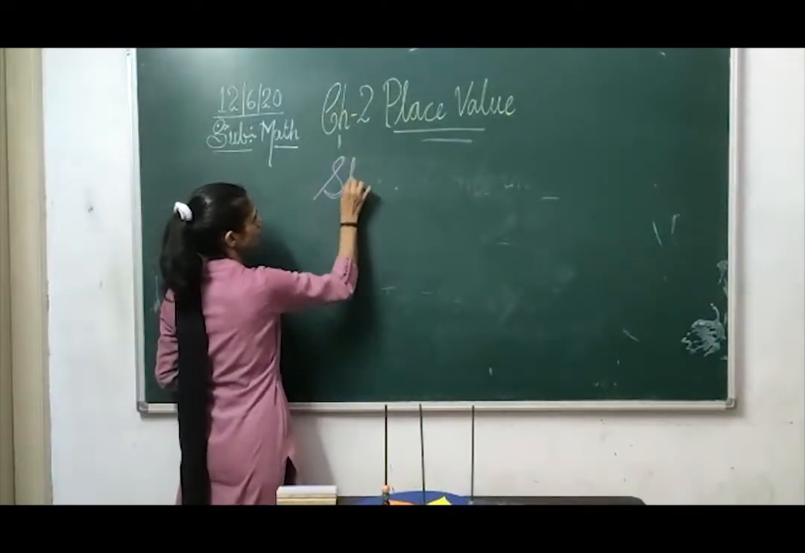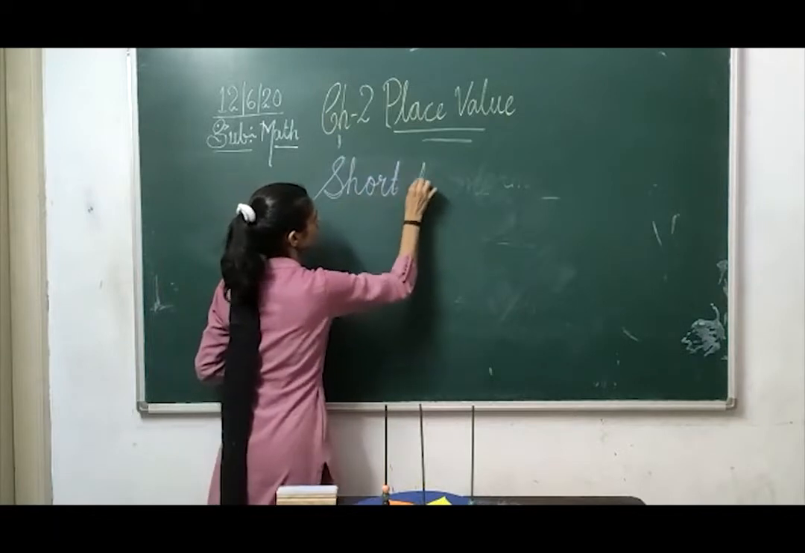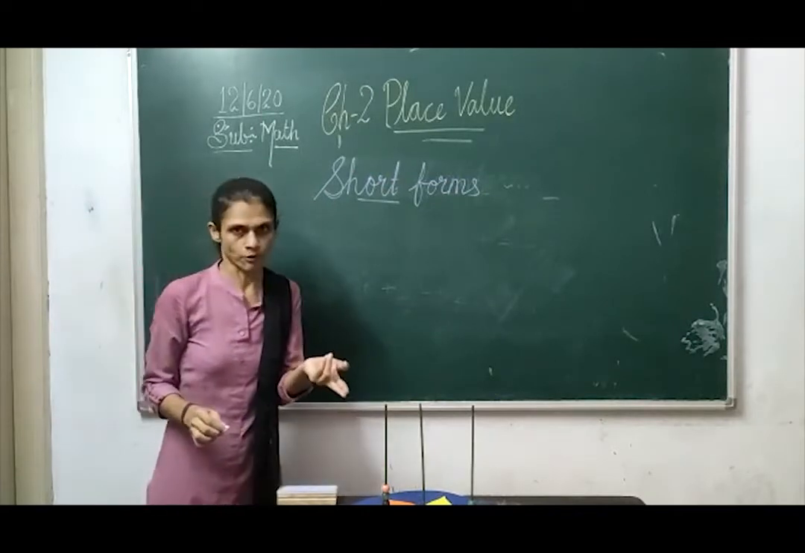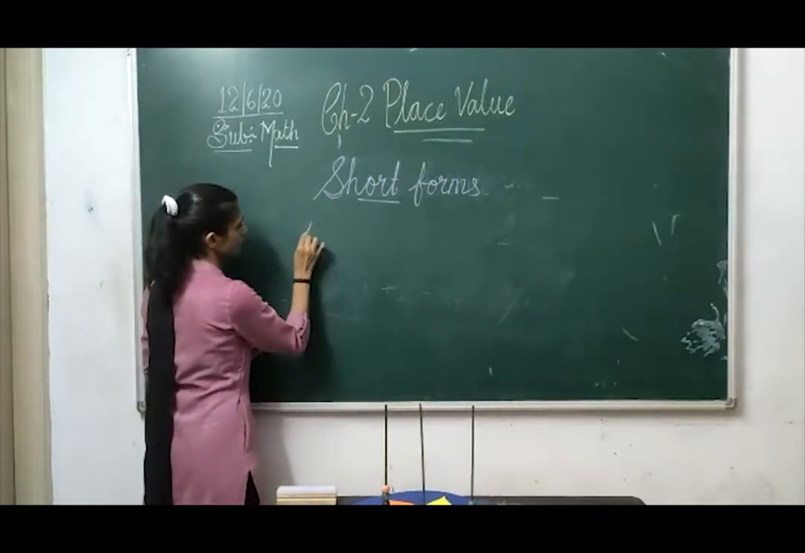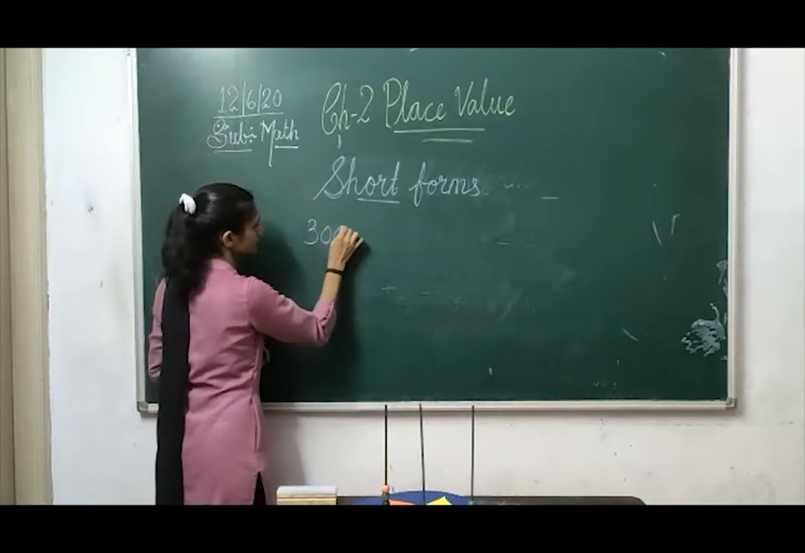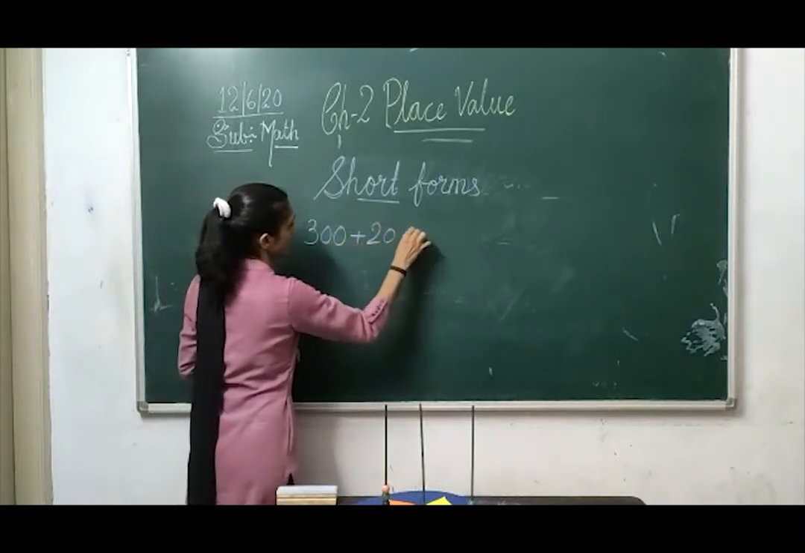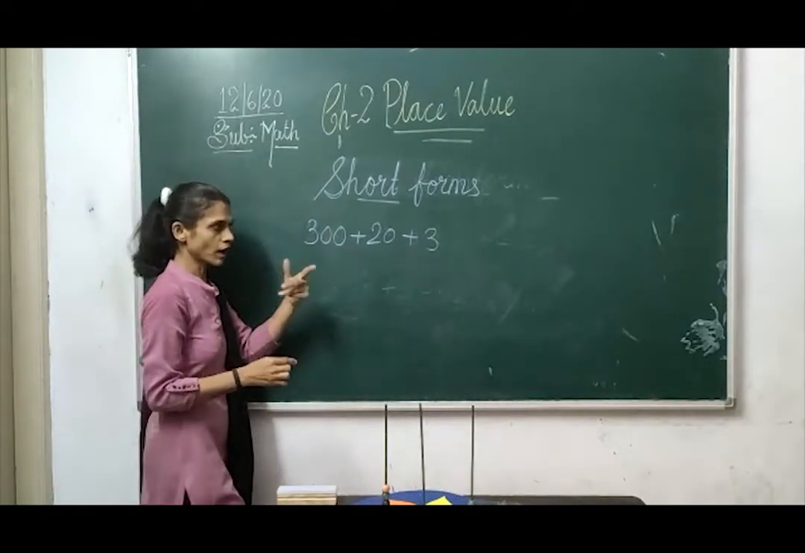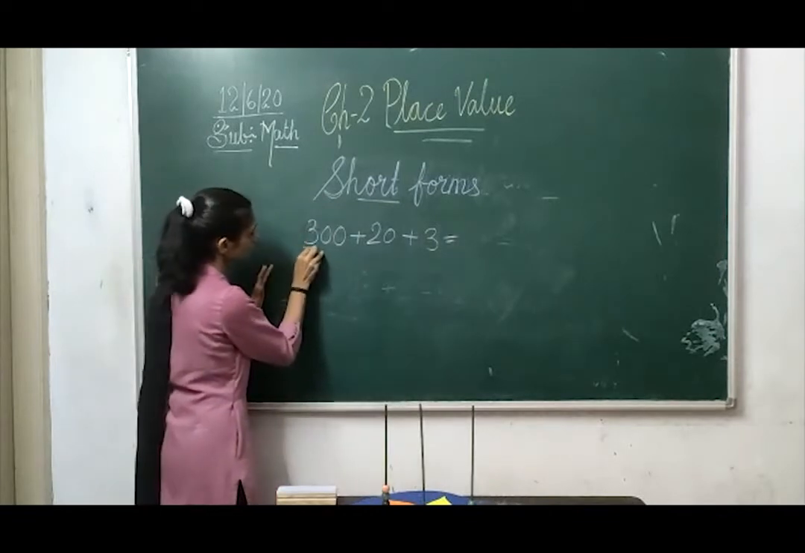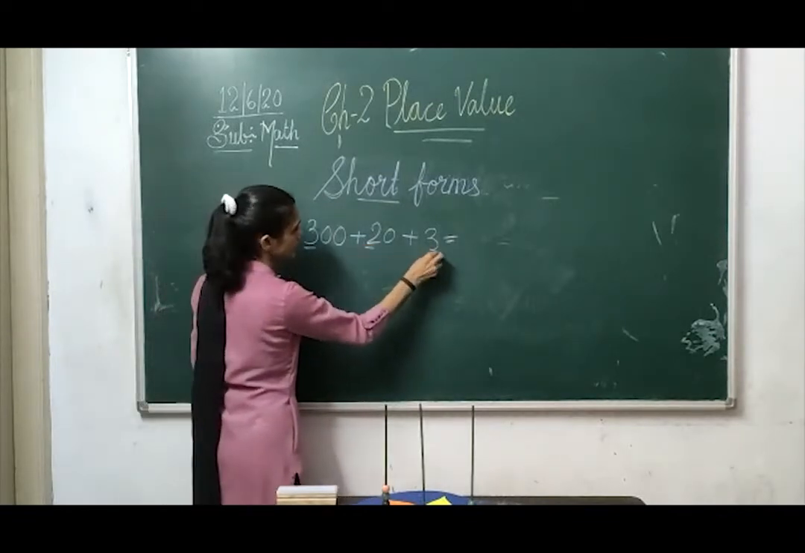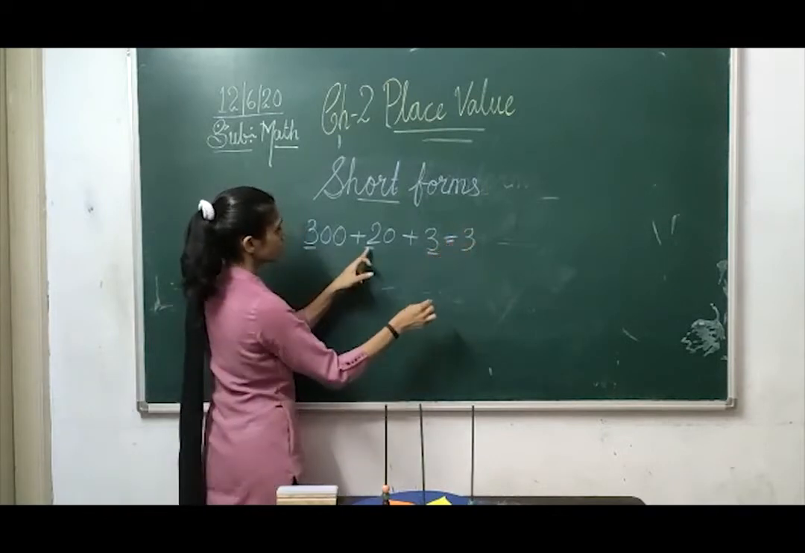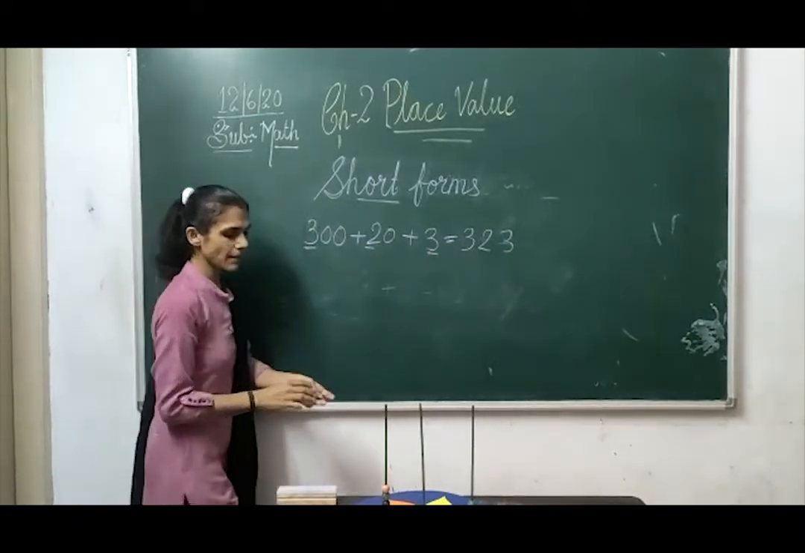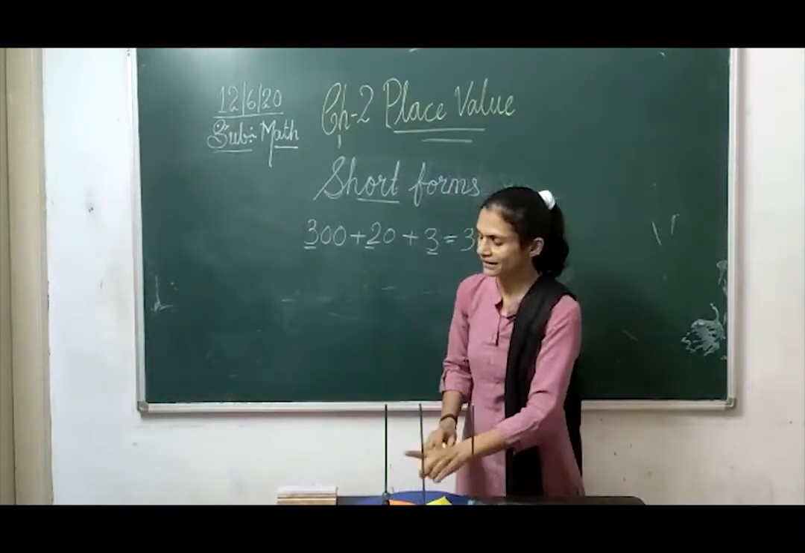Our third topic is short form. Short form is the opposite of expanded form. How do we do expanded form? I have written 300 add 20 add 3. This one is expanded form. Now I want to convert that into short form. How should I convert it? I will look here. Here is 3, here is 2 and here is 3. So I will write this 3 here, this 2 here and this 3 here. As in the abacus also, if I put 3, you can directly write 3.